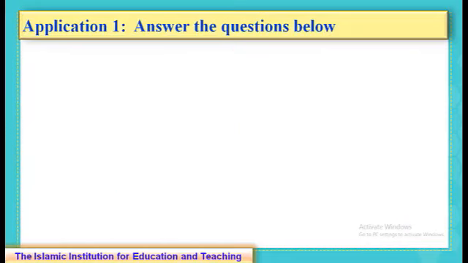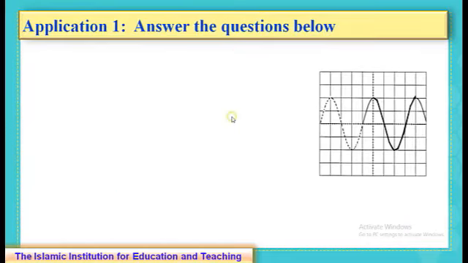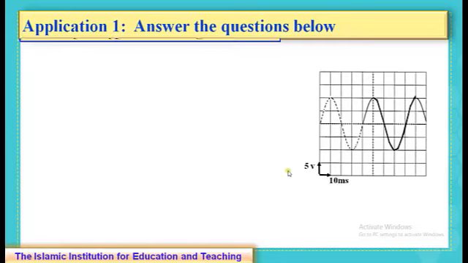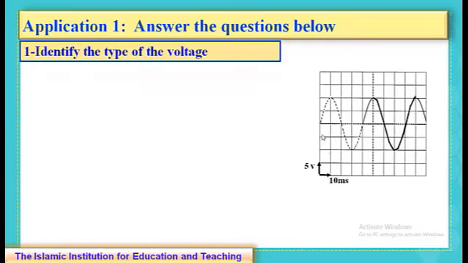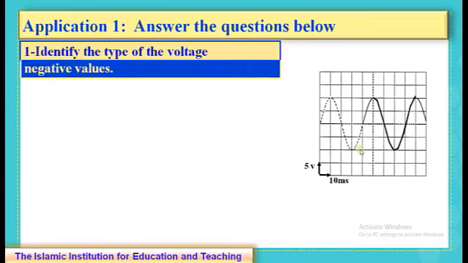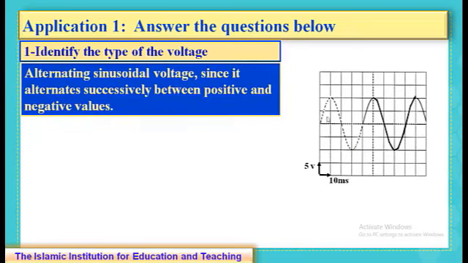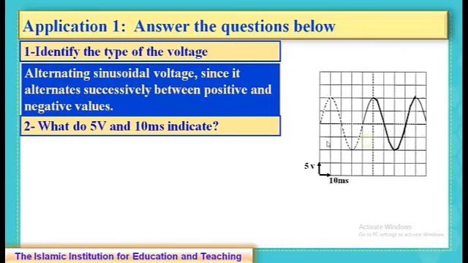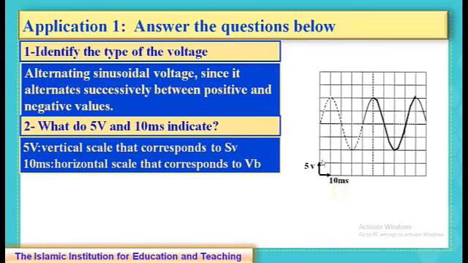Let's solve this application. We have to answer the questions below. Given this oscillogram, identify the type of the voltage. This voltage is alternating sinusoidal voltage since it alternates successively between positive and negative values. What do 5 volt and 10 millisecond indicate? 5 volt is the vertical scale that corresponds to SV, and 10 millisecond is the horizontal scale that corresponds to VB.